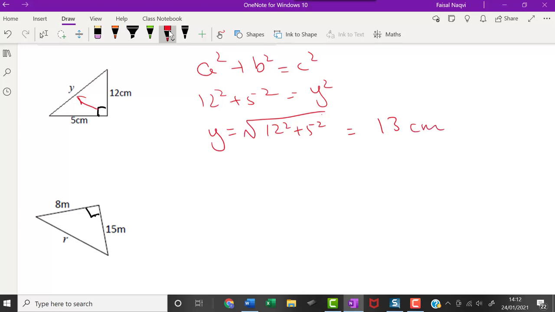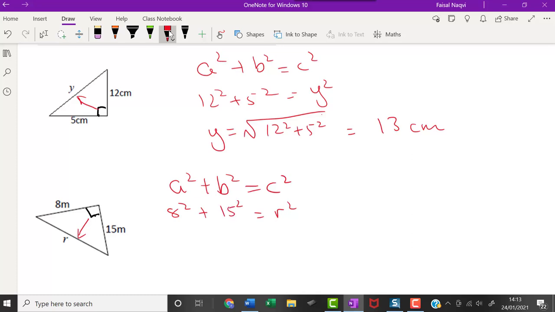For the next one, again, I have to identify, is this a Pythagoras question? I have a right angle triangle, I have 2 sides, and I want the third side. So yes, it is a Pythagoras question. Again, I write down my Pythagoras' theorem, and I identify my c. The c is opposite the right angle, which is my r. So that's going to be r squared. My other sides are going to be 8 squared plus 15 squared.